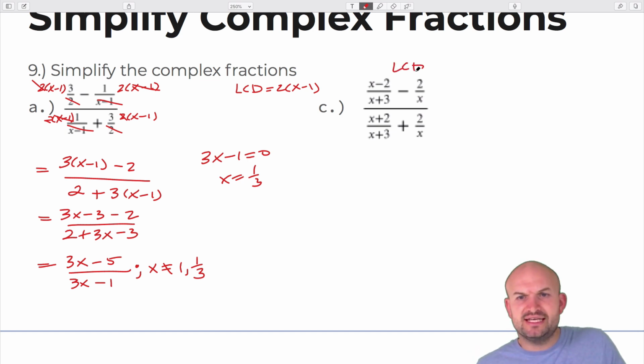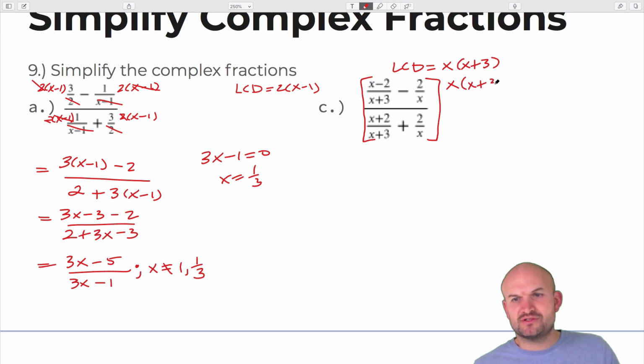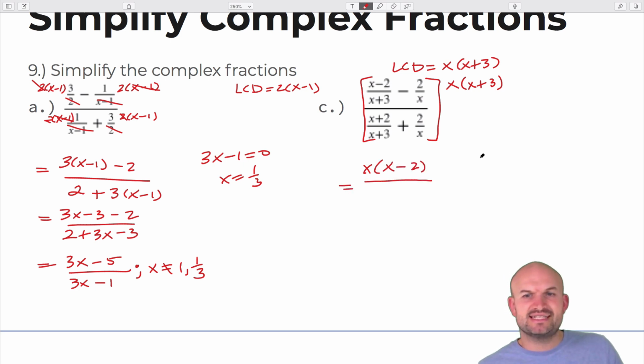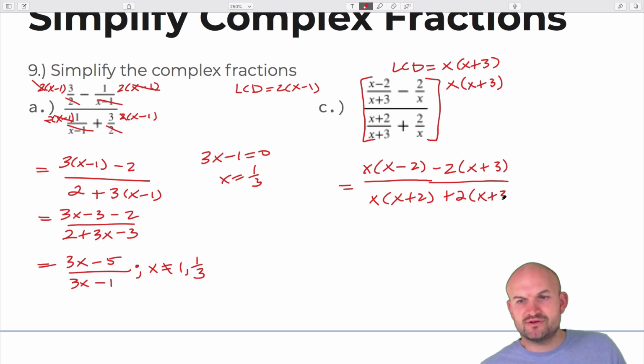The next one here, we can see the LCD is just going to be a product of x times x plus 3. Now that I've already kind of shown it once, I'm not going to do it again because it's a lot of writing. So I'm just going to multiply everything times x plus 3. When I do that, you can see the x plus 3's divide out. That's just going to leave me with an x times x minus 2. I will show this at least one more step so you guys can see where I get that. Here, the x's divide out, so it's going to leave me with a negative 2 times x plus 3. Over here, the x plus 3's will divide out, leaving me with an x times x plus 2. And then here, the x's divide out, leaving me with a positive 2 times x plus 3.